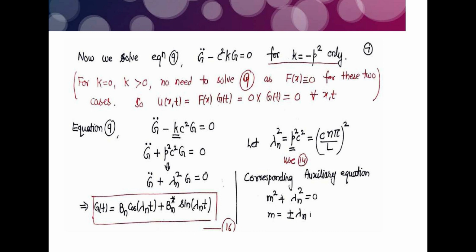This is a second order ordinary differential equation. We can write down its auxiliary equation: m square plus lambda n square is 0, and its roots are given by plus minus i lambda n. So the general solution of this differential equation g double dot plus lambda n square g is given by equation number 16. G of t is B n cos of lambda n t plus B n star sine of lambda n into t, where B n and B n star are arbitrary constants.